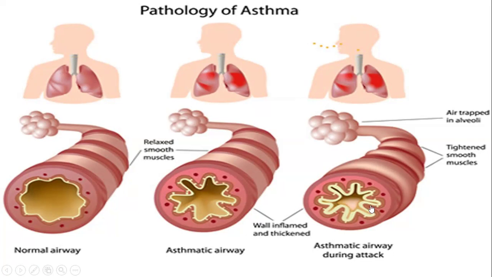During an attack, it will even constrict further due to spasmodic contractions, as we can see. There are some tightened smooth muscles around, and this tightness in smooth muscles is closing up the airway, resulting in inflammation. Once inflammation is caused, the cells around the epithelium of the airway, which are the goblet cells, will respond by also increasing the production of mucus.